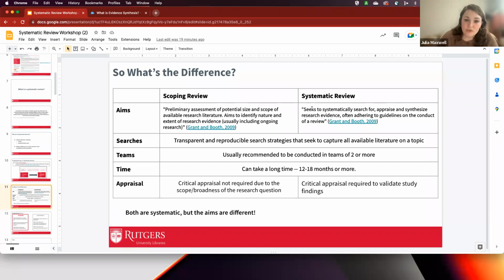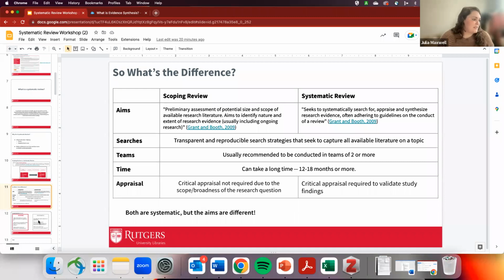So they're both extremely systematic in their searching. Both of them want to find every available piece of literature on a certain topic. It's just that the aims are different. And because of those aims, a systematic review has the critical appraisal component to the studies, whereas a scoping review isn't concerned about the quality of the evidence. It's just concerned with identifying that the evidence exists in relation to the other evidence out there. Is that differentiation clear to everybody? Okay, awesome.